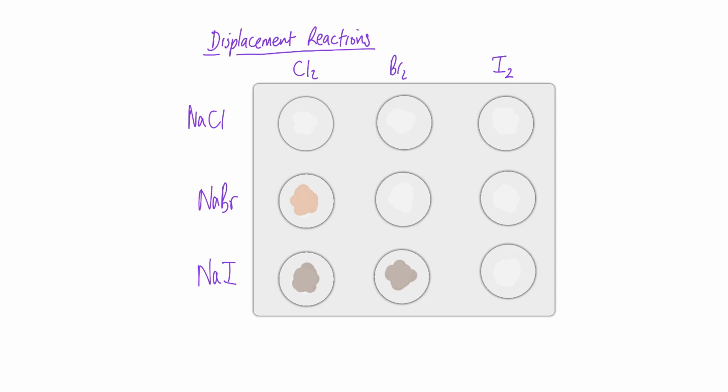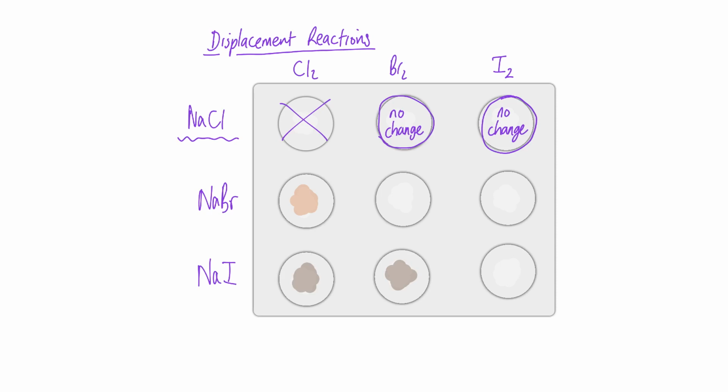So what we would have seen in each case here, where we're looking at the sodium chloride, is, well, we're not interested in this one because chlorine with chloride makes no difference. So here, the chloride ions in this one here are staying in the solution, and there would be no change of the bromine solution that's added. Then here in this one, again, no change.